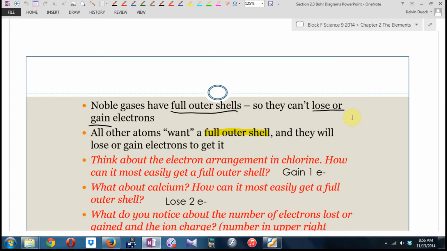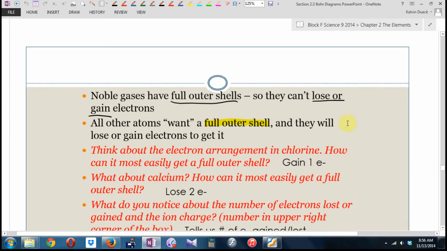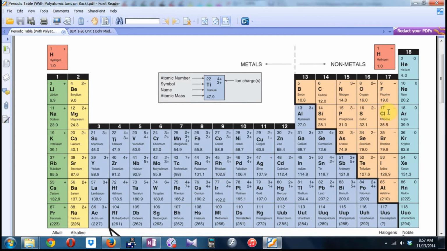All other atoms want a full outer shell. What's the fancy word for outer shell? Valence. I'm going to use that interchangeably. That's a good vocabulary word, so I'm going to keep doing that. So all other atoms want a full valence shell, and they will lose or gain electrons. So if you think about the electron arrangement in chlorine, here's chlorine right here.